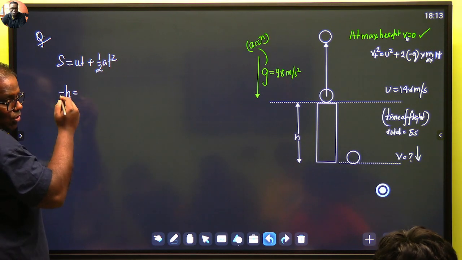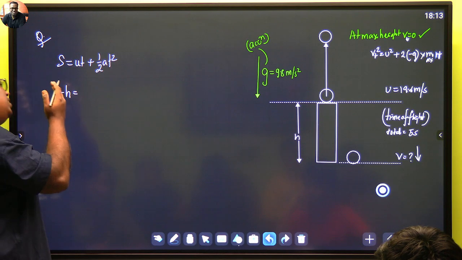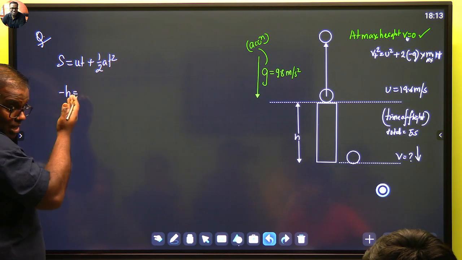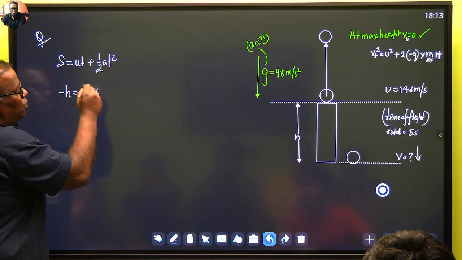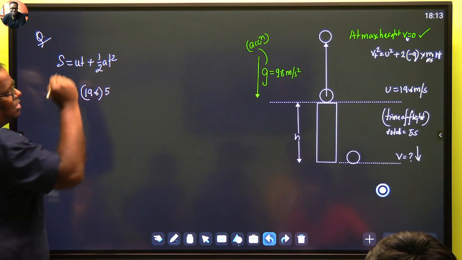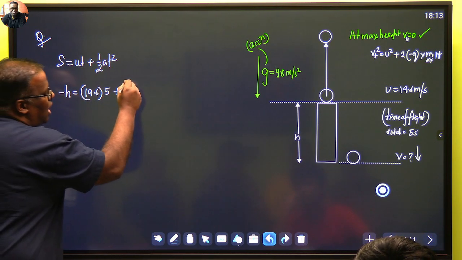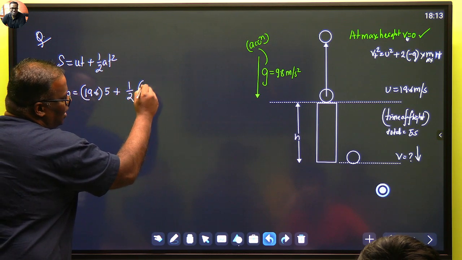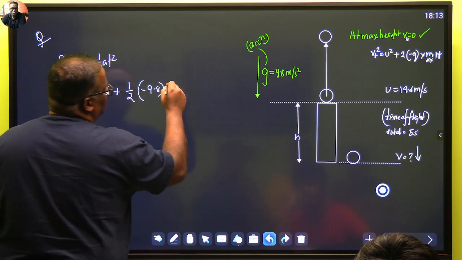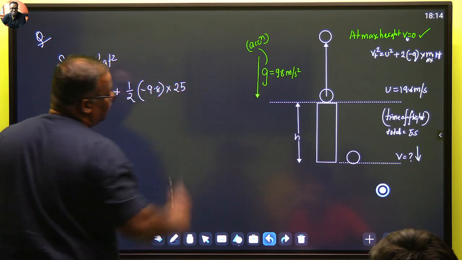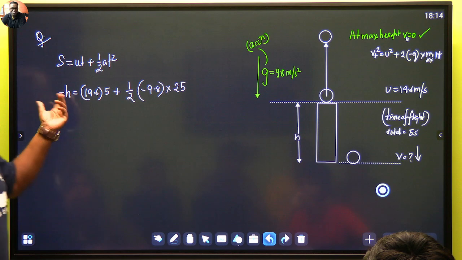What is the value of u? Positive u. Look here, why do you start writing? Help me, then you will learn. 19.6 into 5 seconds plus half. What is the value of a? Minus 9.8 into t square. That is 25. Have you understood? Do you get the value of h from here?